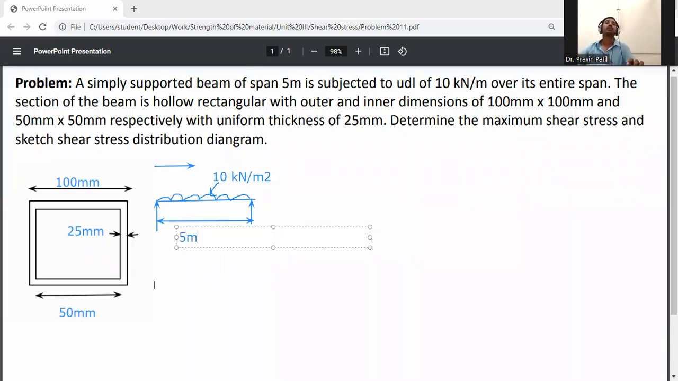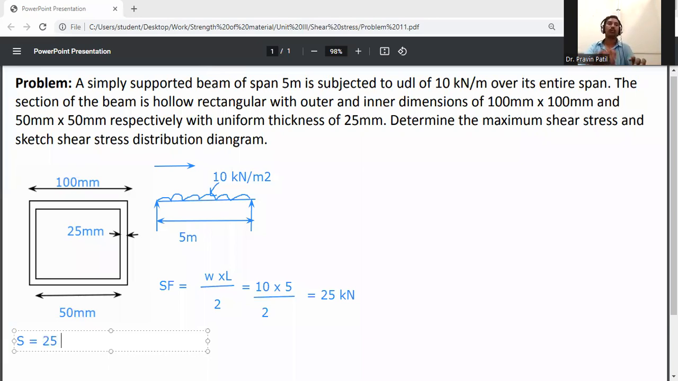So the reaction, that is the shear force of this beam, is WL by 2. W is here 10 kilonewton per meter, span is 5 meter, divided by 2. So the shear force will be 25 kilonewton. I can write down S is equal to 25 kilonewton. I will note down this value.